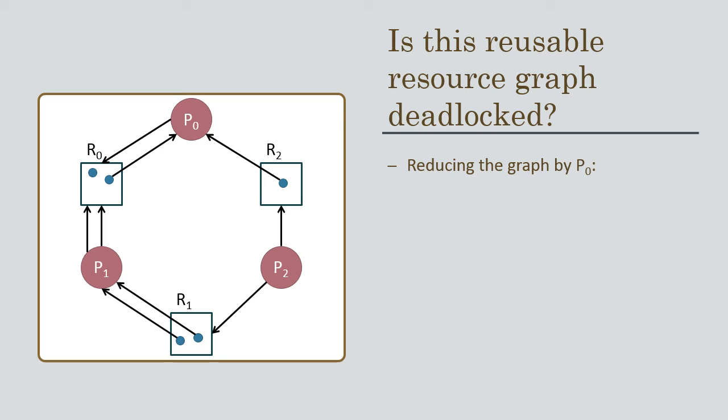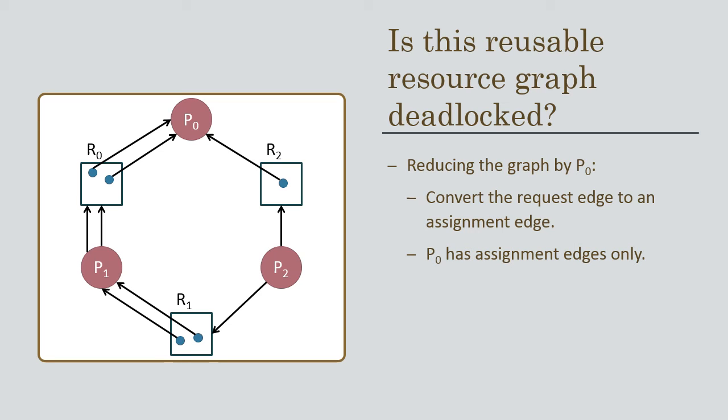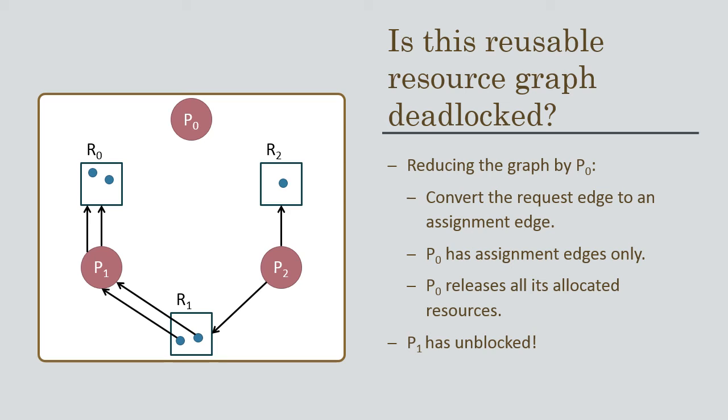Reducing the graph by P0. Convert the request edge to an assignment edge. P0 has assignment edges only. P0 releases all its allocated resources. P1 has unblocked.